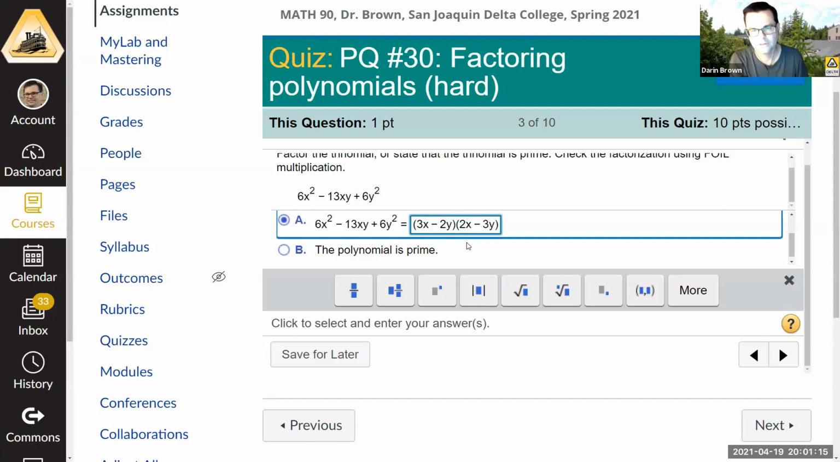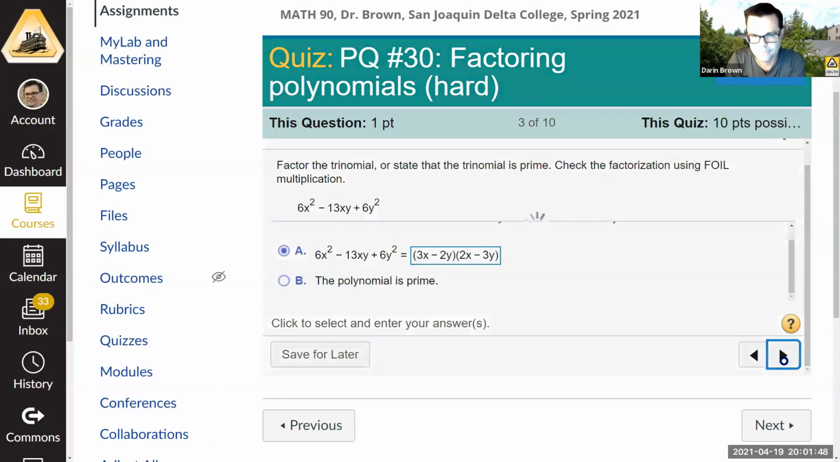Yeah. So you're looking for two numbers that multiply to 36 and add to 13. And that's going to be 4 and 9. So 9 and 4, you'd break up this middle term as minus 9xy minus 4xy. And after you do the factoring by grouping, you should have gotten 3x minus 2y times 2x minus 3y, which you can multiply out and see that that's what we get. Okay, so this is one of those trinomial ones that you don't want to do guess and check. You really need to know the step-by-step.